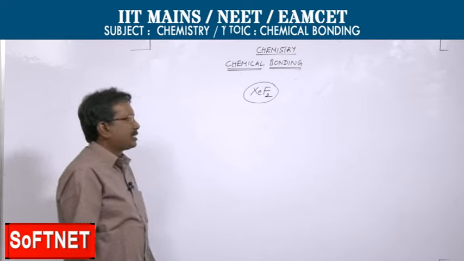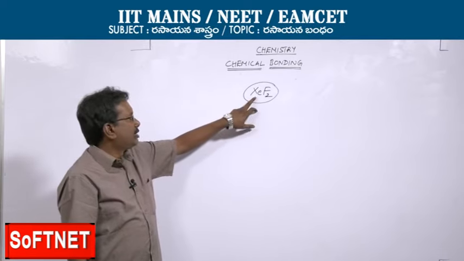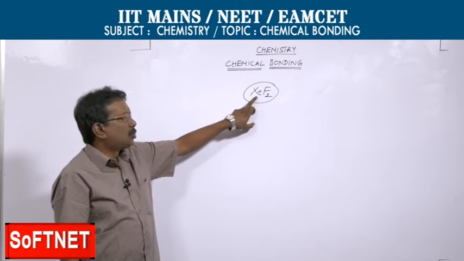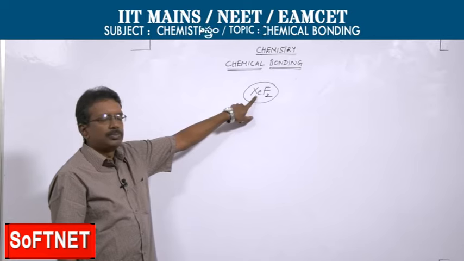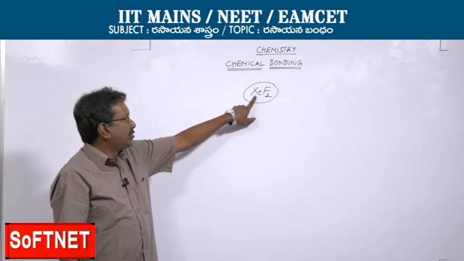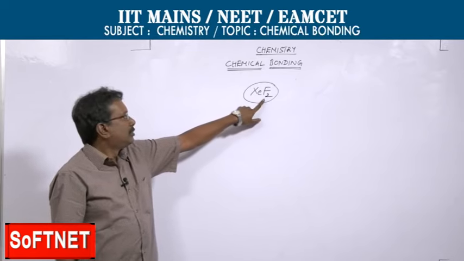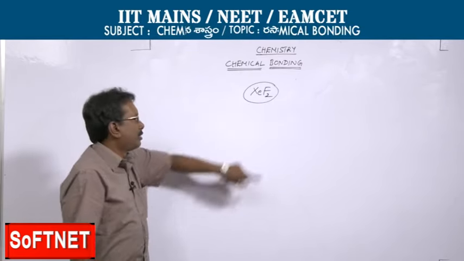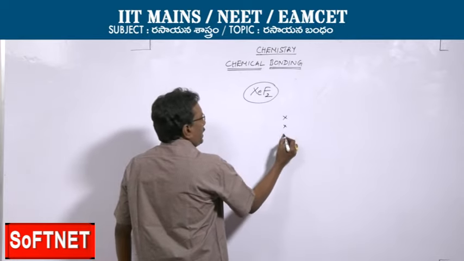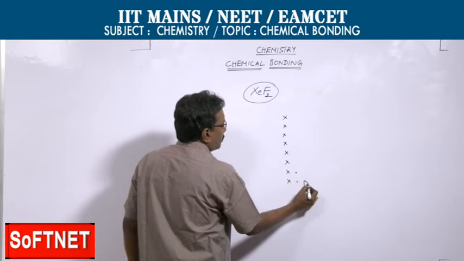Now, I am writing the XeF2 molecule. In this XeF2 molecule, let us verify how many lone pairs of electrons xenon contains. Xenon is group 8, it has 8 electrons in the valence shell. Out of 8 electrons, 2 electrons are involved in bonding with 2 fluorine atoms, 1 electron for each fluorine.